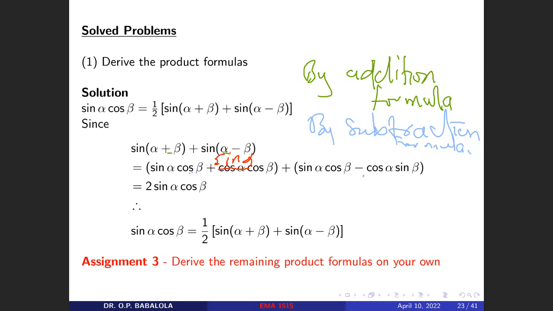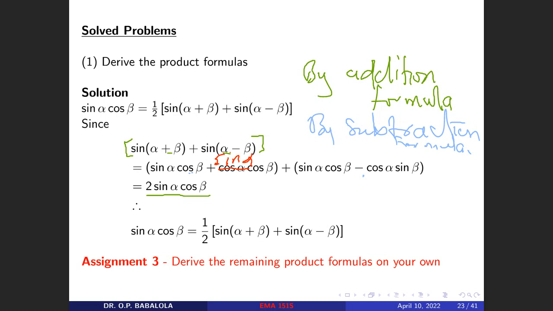Now, therefore, you have sine alpha cos beta to be equal to half. Remember, this is 2 sine alpha cos beta, and this is coming from here. Right?